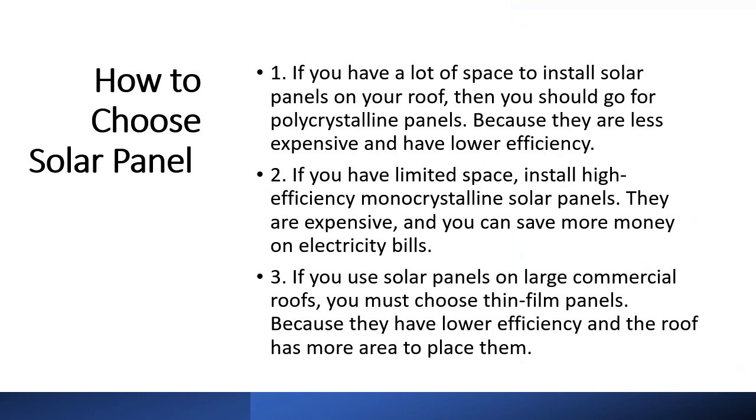The criteria to choose a solar panel are the following. 1. If you have a lot of space to install solar panels on your roof, then you should go for polycrystalline panels, because they are less expensive and have lower efficiency. 2. If you have limited space, install high-efficiency monocrystalline solar panels. They are expensive, but you can save more money on electricity bills. 3. If you use solar panels on large commercial roofs, you must choose thin-film panels, because they have lower efficiency and the roof has more area to place them.